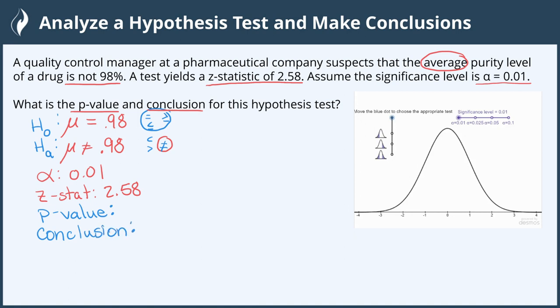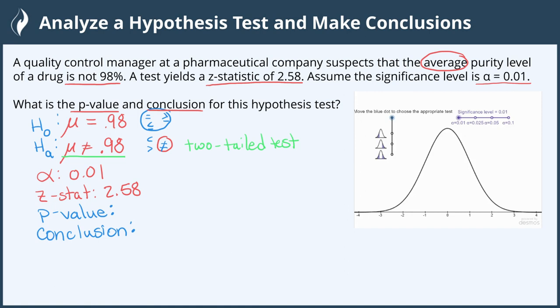Now let's go back and look at our hypotheses. The alternative says mu does not equal 0.98. When the alternative says not equal, this tells us that we have a two-tailed test. And we have a wonderful tool to our advantage using Desmos that will calculate our p-value given all of the information that we have. So let's go ahead and use this tool on Desmos.